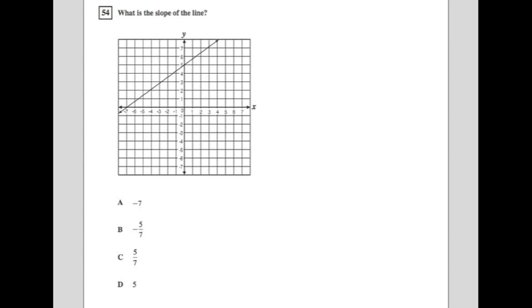All right, number 54 says, what is the slope of the line? So of this line right here, now as you can see, this one's a little more difficult because it doesn't have any points plotted, and it doesn't have the coordinates of any 2 points. So this one's a little bit harder, but once again, we can use it.